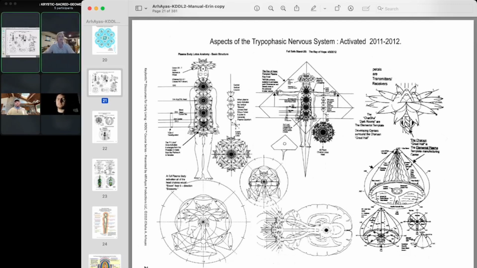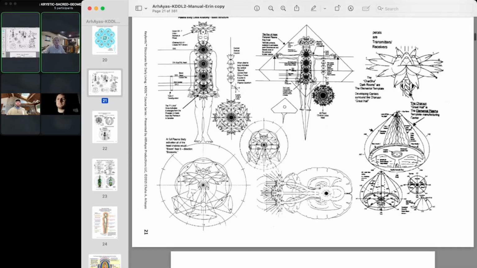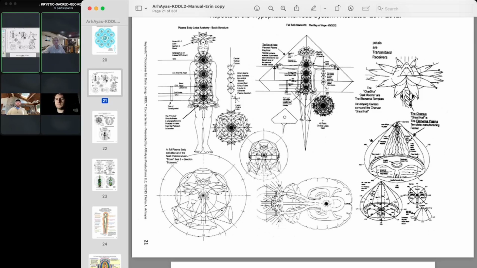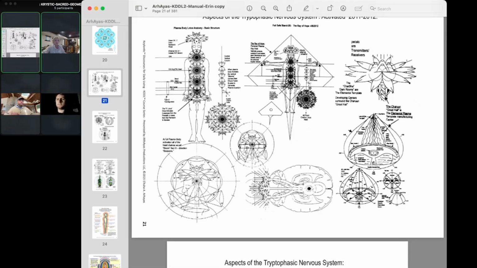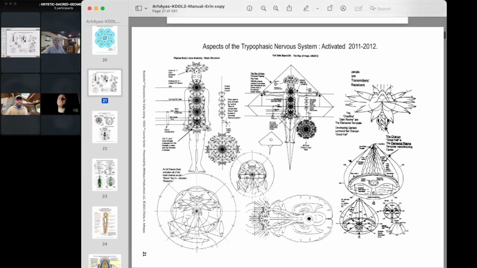I don't know where everybody's at with their knowledge of plasma body, so this might be a conversation that takes a while, or not so much. This is basically the beginning of plasma body activation, and we don't need to make that bigger. Does this look familiar to you? This lotus structure? I know I've seen it before, but I would be very challenged to explain it.